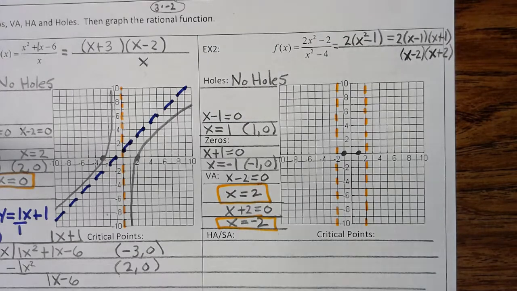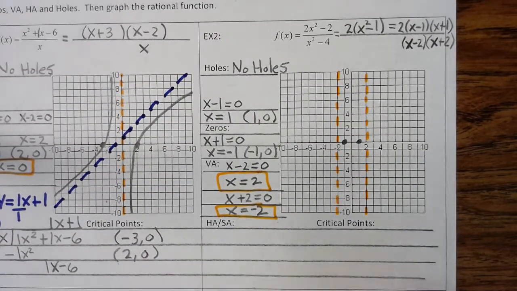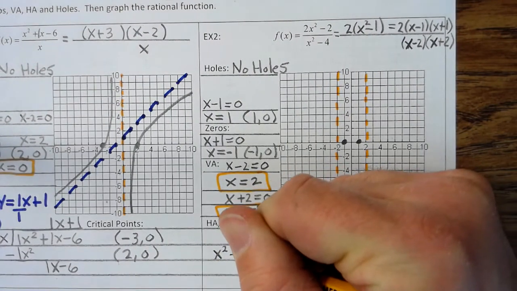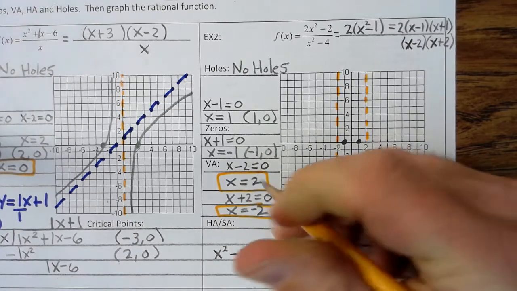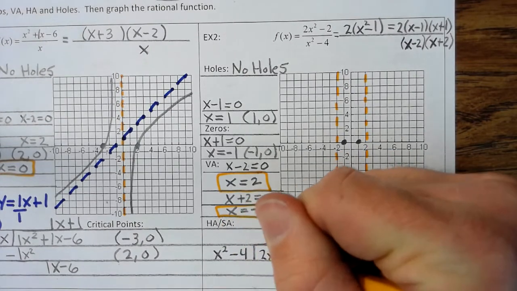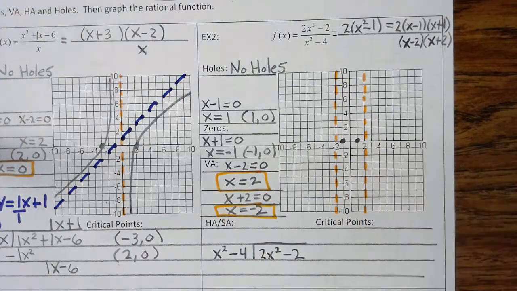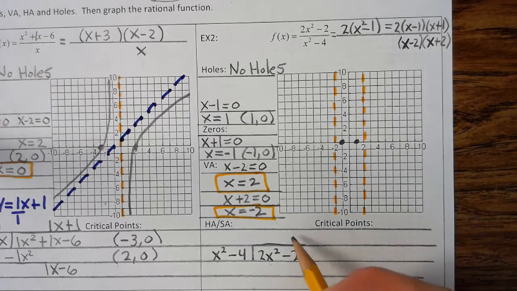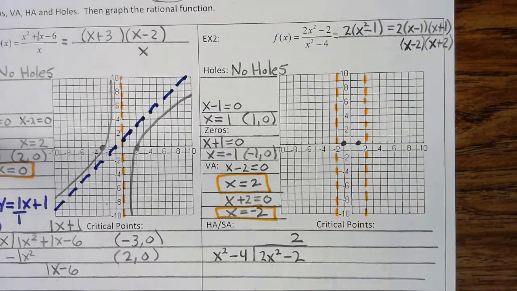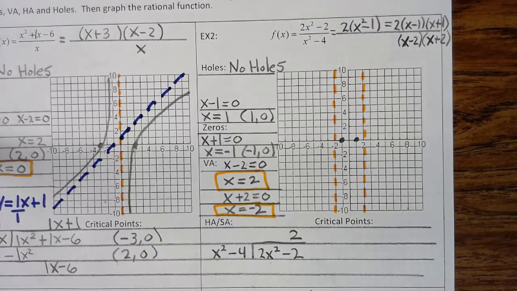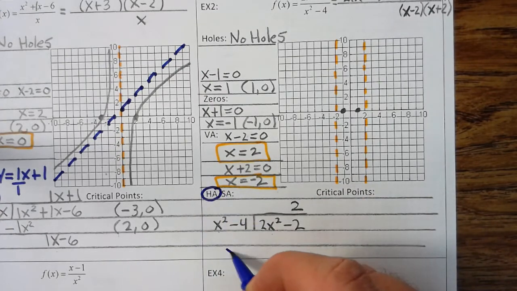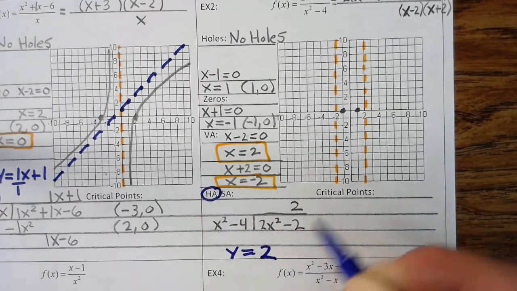All right, so now for the horizontal slant asymptote, we have x squared minus 4 divided by 2x squared minus 2. So here you ask yourself, well, what do you multiply x squared by to give you 2x squared? The answer to that is 2. That completes the quotient. So we have a slant asymptote, or actually a horizontal asymptote, because there's no x, at y equals 2.